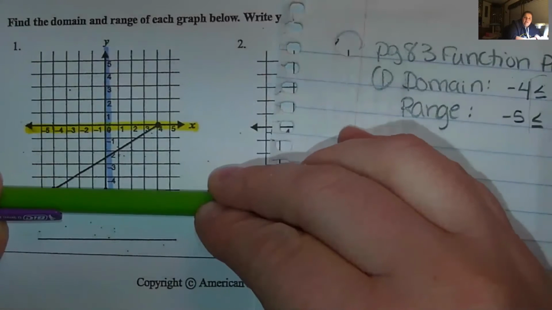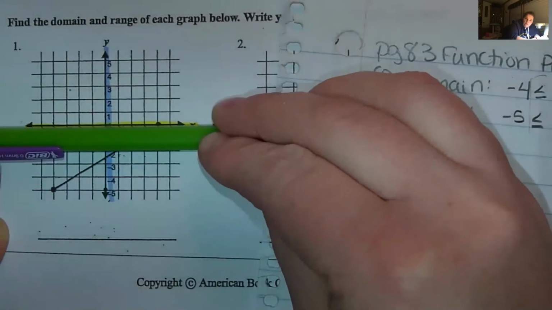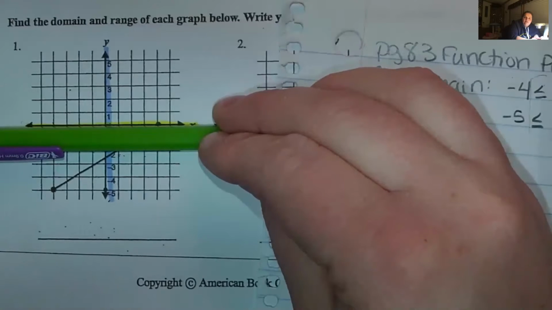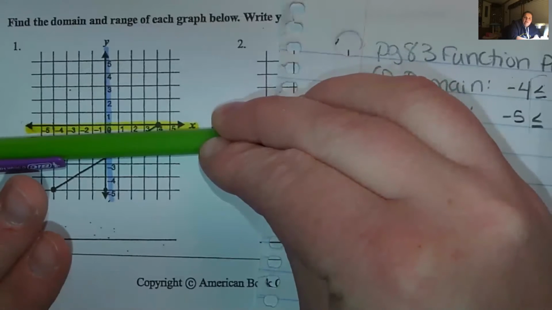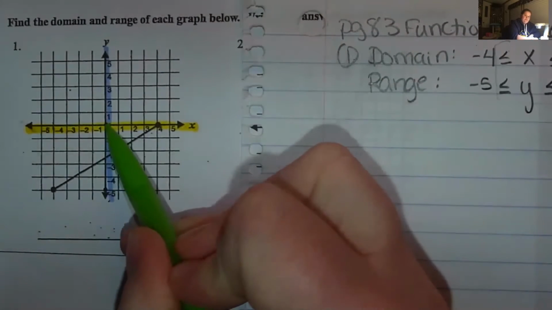Now I'm going to continue with my nice line. Where does my line stop? Bloop, right there. Remember, I can only take from the blue numbers. What blue number is right there? That is a 0. So my range goes from -5 to 0.